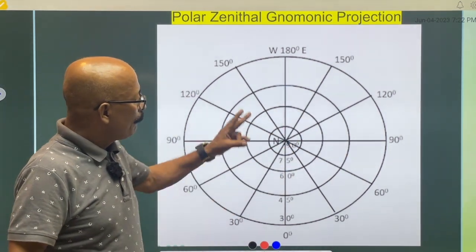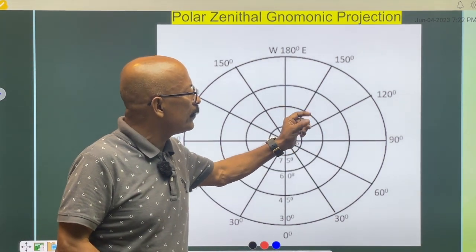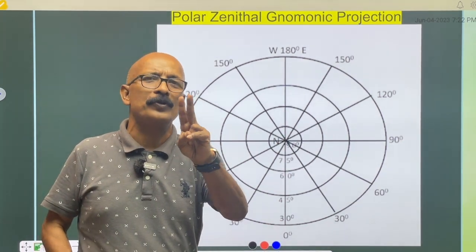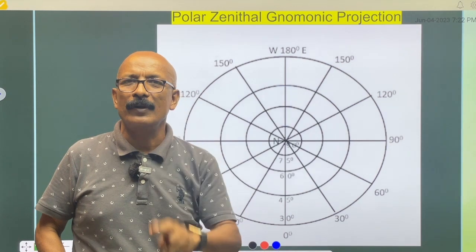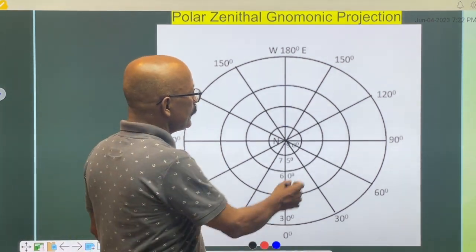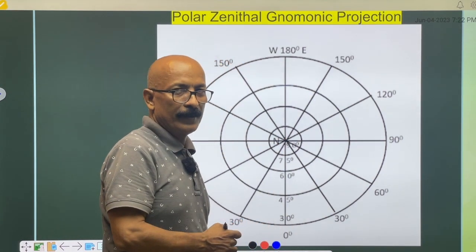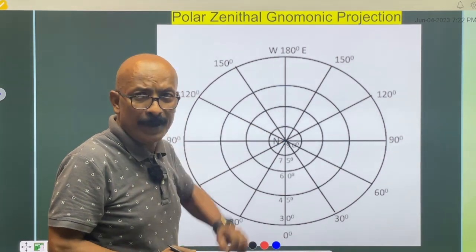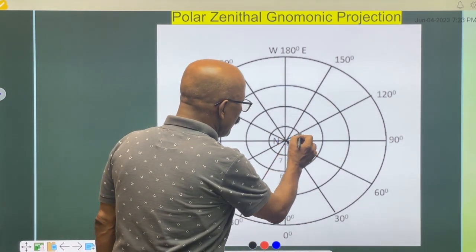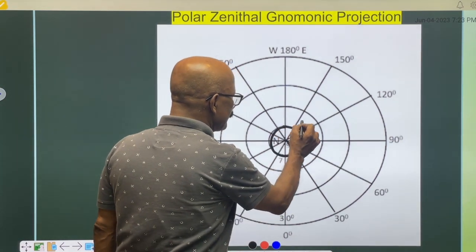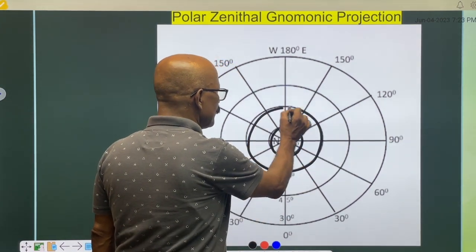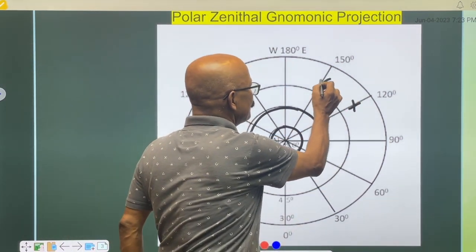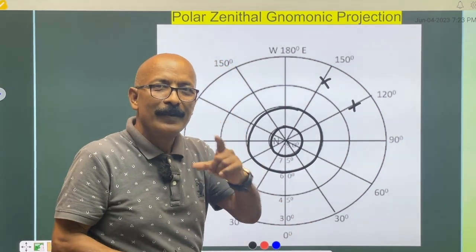Before we write down the properties, we must know two things: what is called parallel and what is called meridian. Here these lines are called meridians, and these are called parallels. How do I keep the concept in mind? It is very easy. These circles are parallel to each other, so these are called parallels. These are not parallel to each other. So this is one technique to keep in mind what a parallel is.